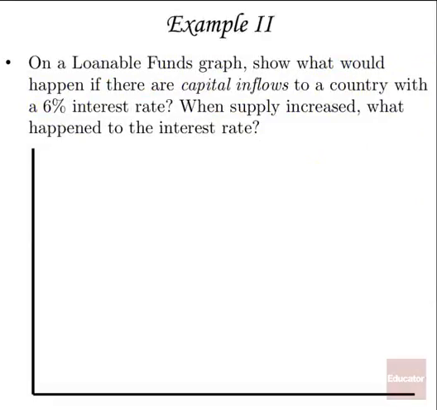Okay, example number 2. Let's revisit the loanable funds graph here. So on a loanable funds graph, show what would happen if there are capital inflows to a country with a 6% interest rate. When supply increased, what happened to the interest rate? Okay, so let's take a look. So maybe supply isn't the best word, but let's say that there's more money. When there's more money flowing in, it's not the supply curve that's shifting here. It's actually the demand for loanable funds. But let's go ahead and take a look at that.